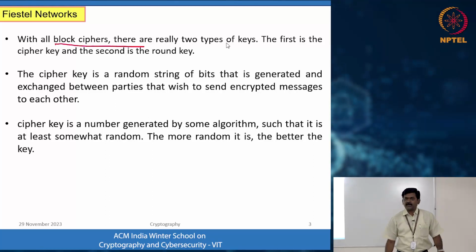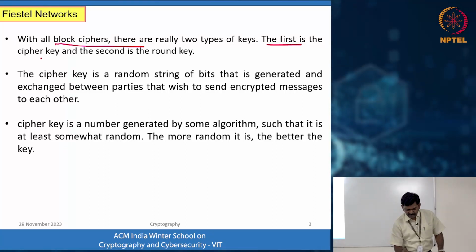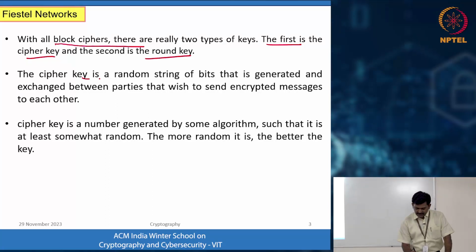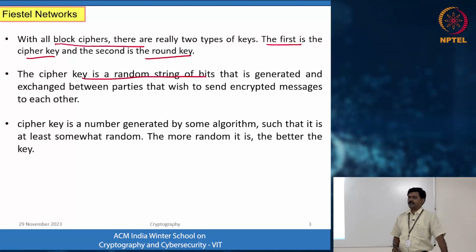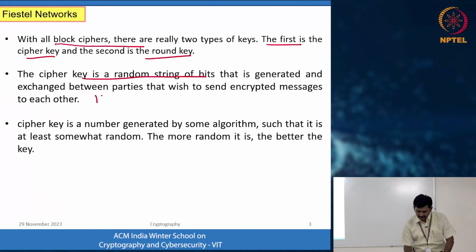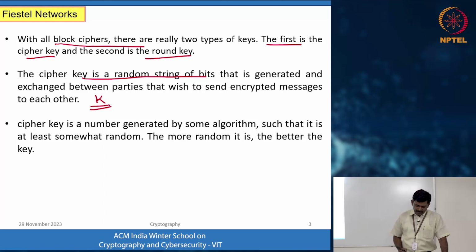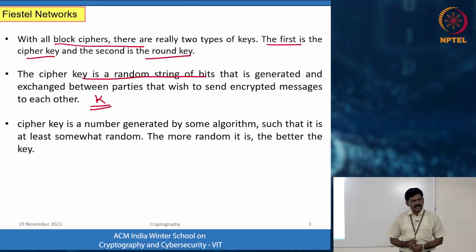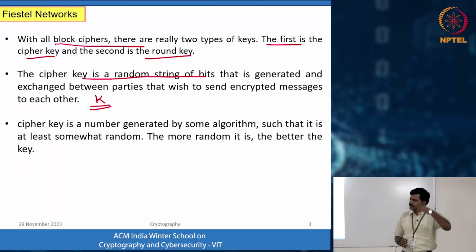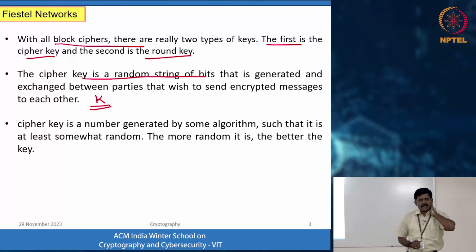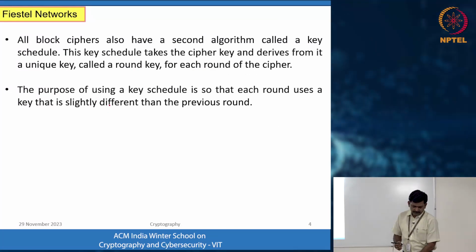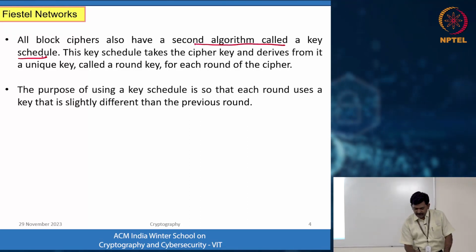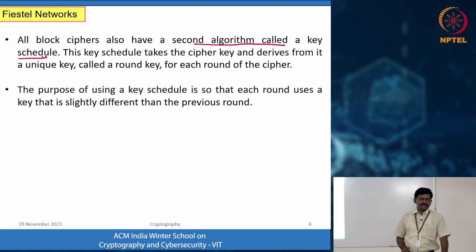So in all block ciphers, there are two types of keys. The first is the cipher key, the second is the round key. The cipher key is a random string of bits. What we are talking about here is that particular K. And remember, it is supposed to be random. But is it truly random? No. All system generated numbers are not truly random numbers, but pseudo random numbers. So all modern block ciphers have a separate algorithm called the key schedule algorithm, key generation algorithm, or key expansion algorithm.